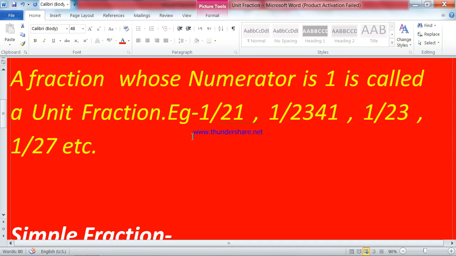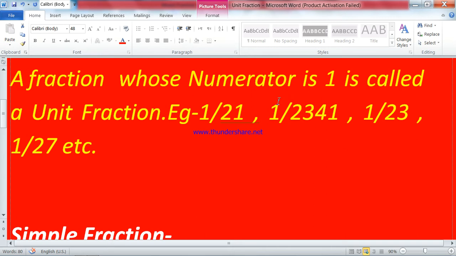You have understood what is denominator and what is numerator. Numerator is above the middle line. As in the laptop we cannot write it like below this, I have done it like this only. So here 1 upon 21 is there, so 1 is the numerator. What is the definition of unit fraction? A fraction whose numerator is 1 is called a unit fraction. So here 1 is numerator, so it is a unit fraction.